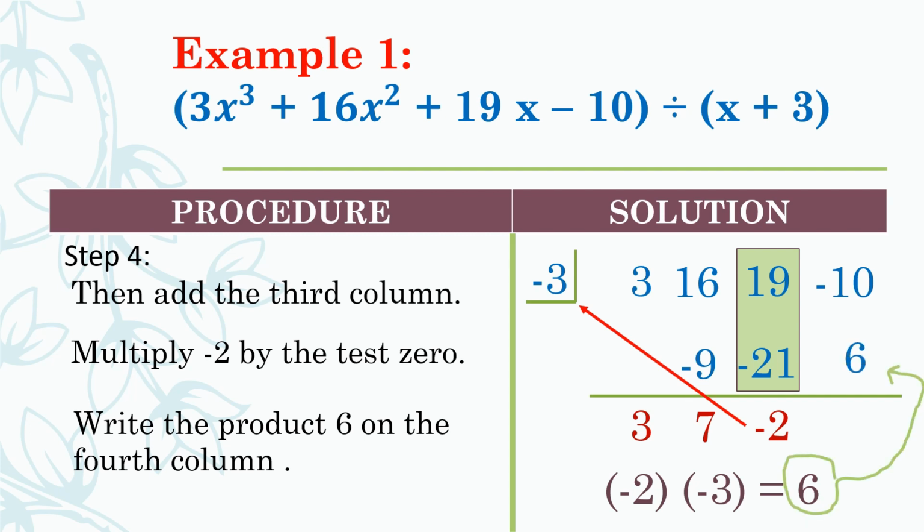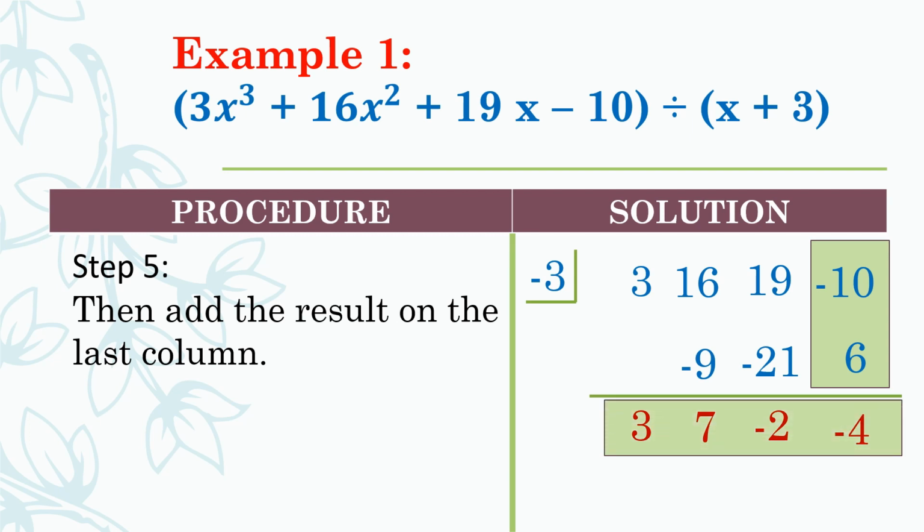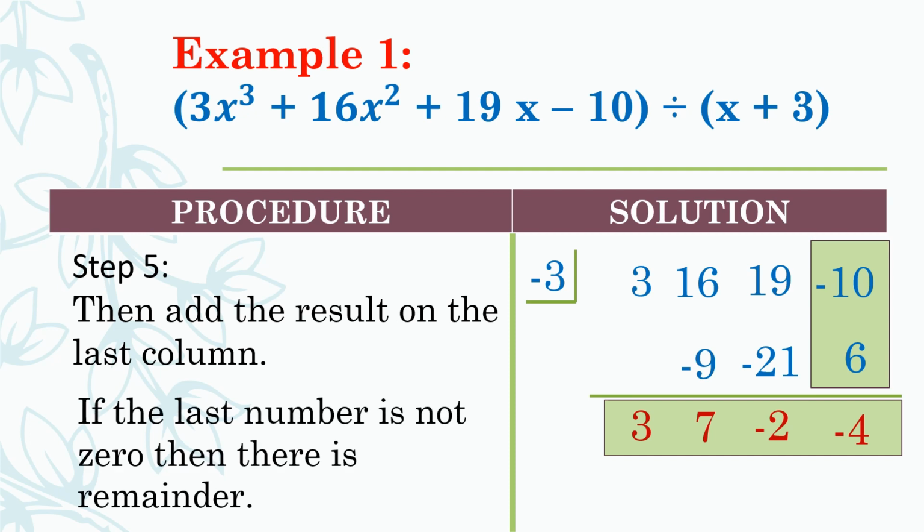Step number 5. Then add the result in the last column. Negative 10 plus 6 is equal to negative 4. So, the numerical coefficients 3, 7, negative 2 are the numerical coefficients of the quotient. If the last number is not 0, then there is a remainder. Therefore, negative 4 is the remainder.